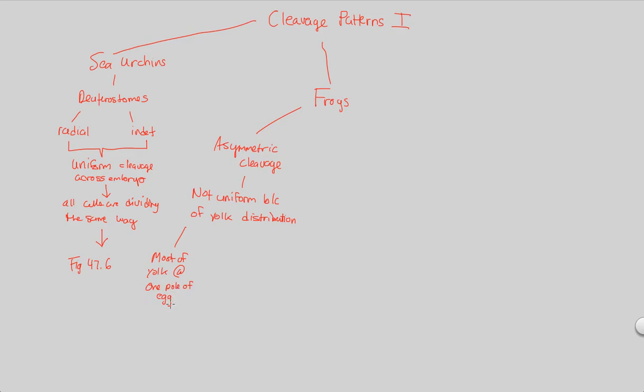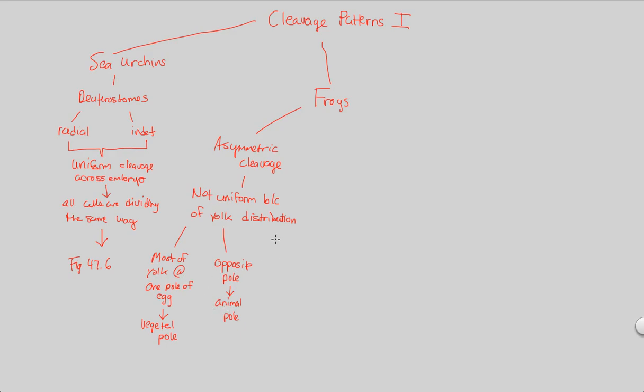It's going to be a lot at one side, and that one side where a lot of yolk is going to be referred to from this point forward as the vegetal pole. So this is called the vegetal pole. And then there's going to be the opposite side. The opposite pole, which does not have any yolk at it, is going to be called the animal pole. So keep those two terms in mind. We're going to be using them a lot.